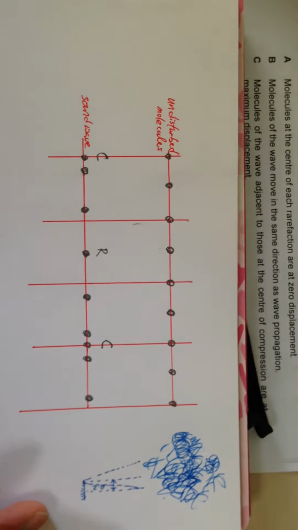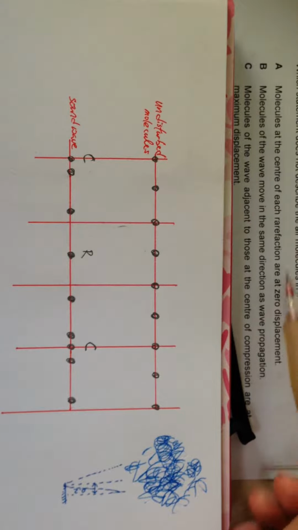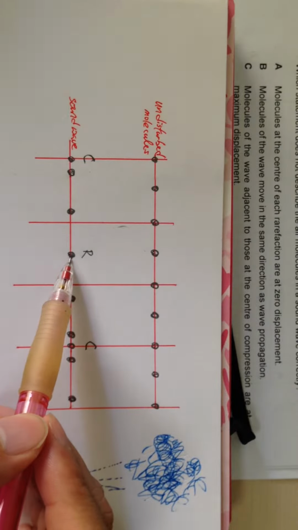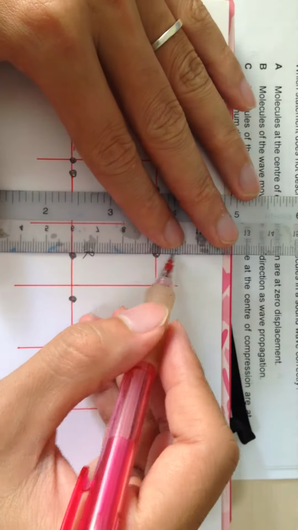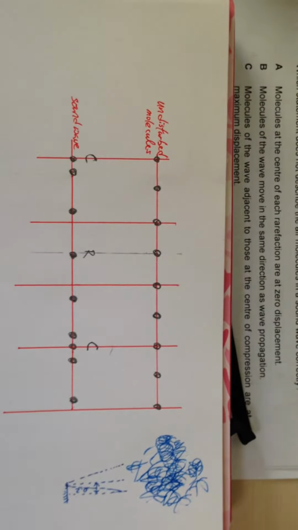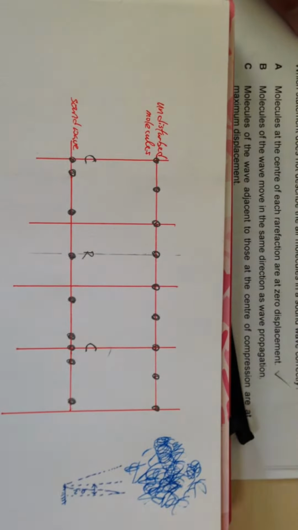So the first statement, A: molecules at the center of each rarefaction have 0 displacement. If you look at the center of rarefaction here, you can see that it is aligned with the undisturbed one. So you know that A is correct.